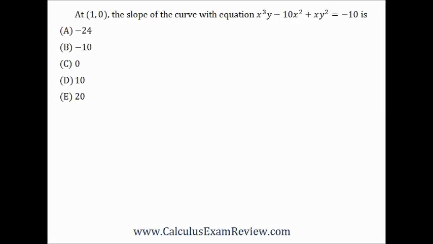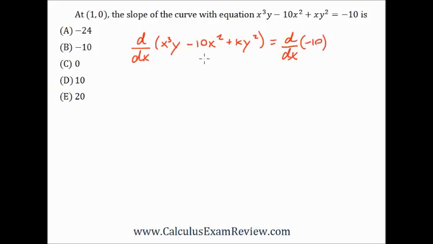Now we have an implicit differentiation question. So what we need to do is derive both sides of the equation. So we're going to have d dx on both sides. And so I'm going to apply it to every element here. This is going to look a bit tedious at the beginning, but it's going to be worth it, I promise.